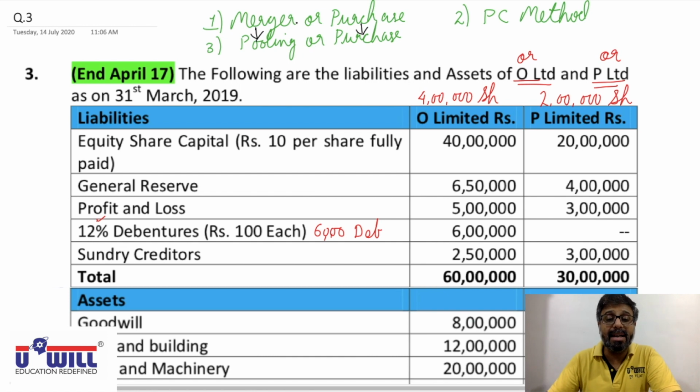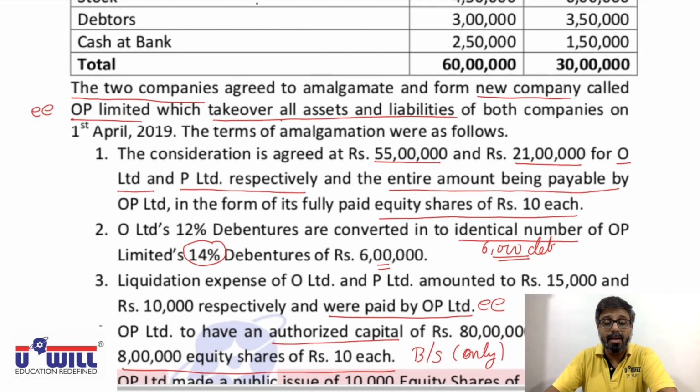So let us first identify is it merger or purchase. Now recollect everyone, what are the three conditions of merger? First, all the assets and liabilities must be taken over. Let's verify. See in this paragraph, I made you underline, OP Limited will take over all assets and liabilities of both the companies. So first condition of merger gets satisfied.